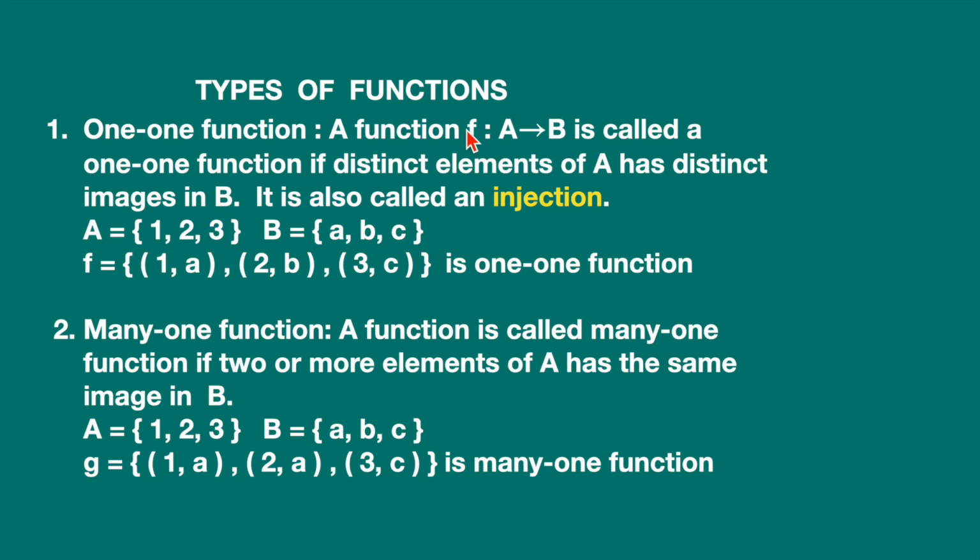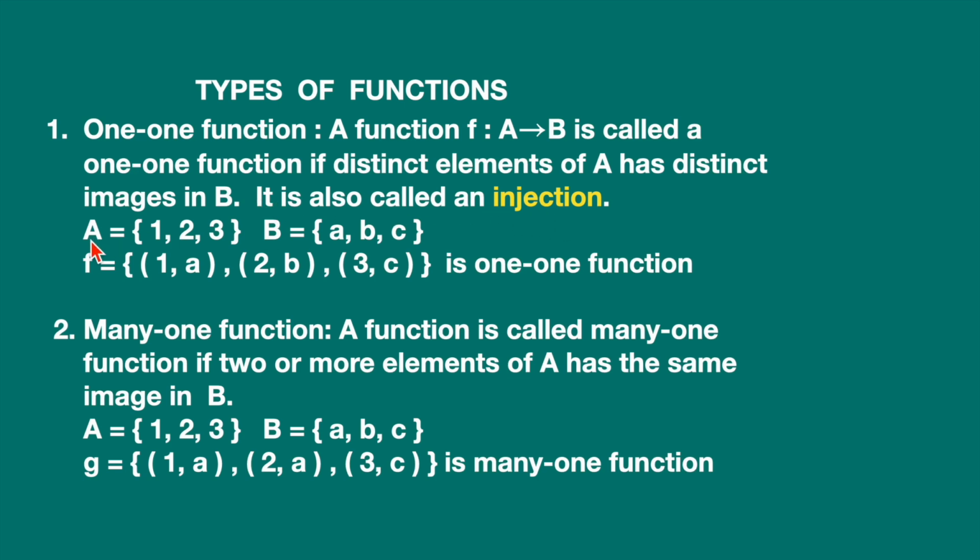Types of functions. We are studying the first chapter, relations and functions. Today's topic is types of functions. Number one, one-to-one function. A function f from A to B is called a one-to-one function if distinct elements of A have distinct images in B. It is also called an injection.